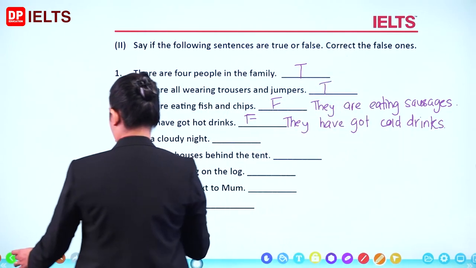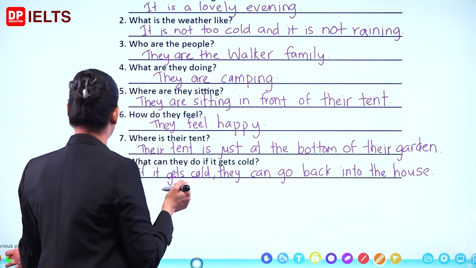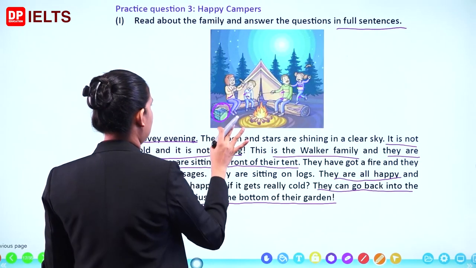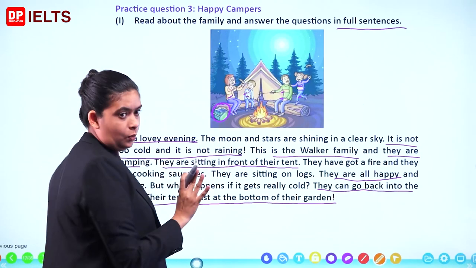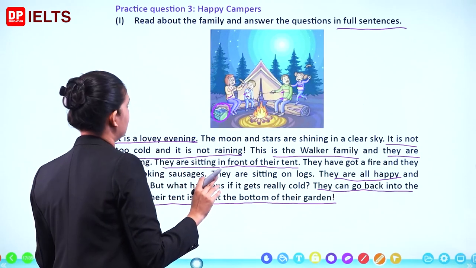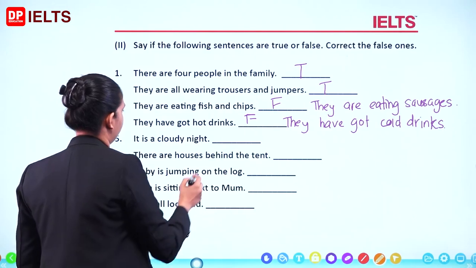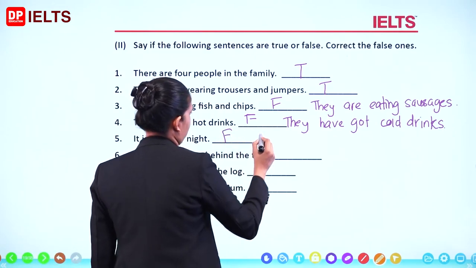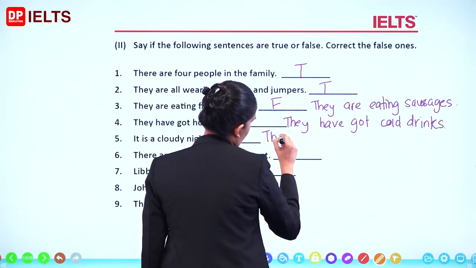It is a cloudy night. No, it's not a cloudy night. It's got a clear sky. False. There is a clear sky.